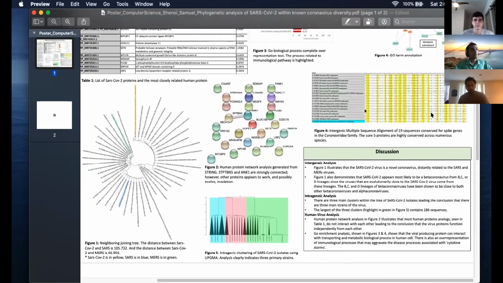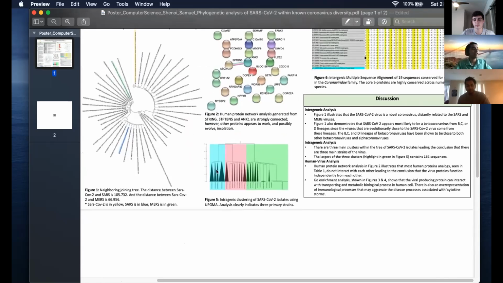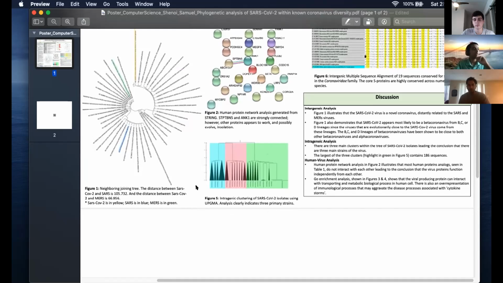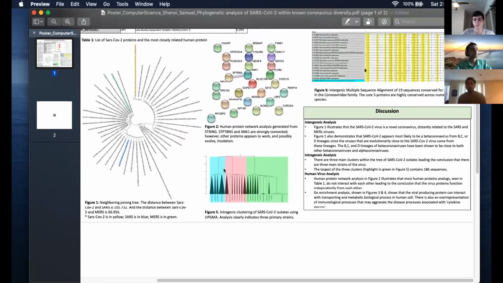Then for our MSA on our spike genes, we found that the core S protein, the thing that's really doing the infection, is highly conserved across numerous species. This makes sense, right? Because if it infects people, might as well stick with it. Then for our intragenetic analysis, we found that there were three main strains that we identified: this blue one, this pink one, and this green one, using our UPGMA tree analysis.